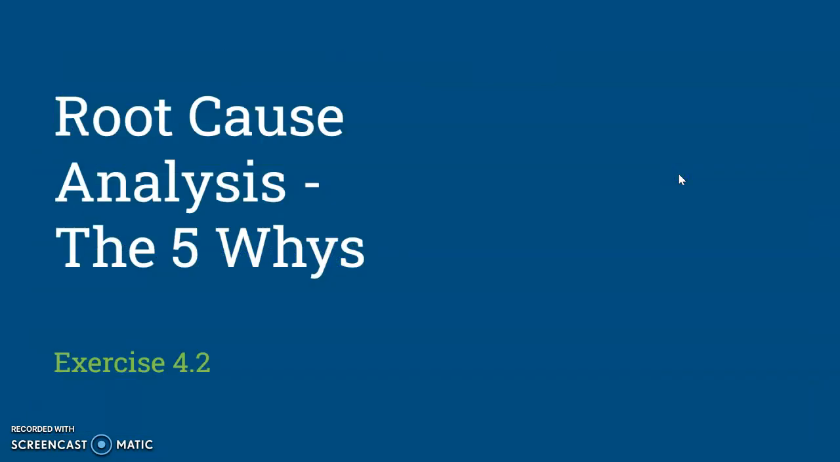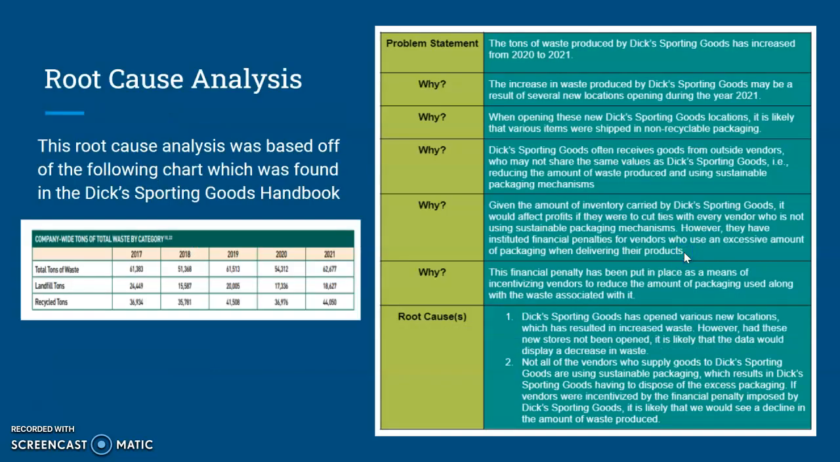So in the second part of use case 4, we were asked to do a root cause analysis using the 5 whys. This root cause analysis was based off of Dick's Sporting Goods 2021 playbook, and if we look here, we see that the landfill tons have increased from 17,336 up to 18,627. So that is over a 1,000 increase.